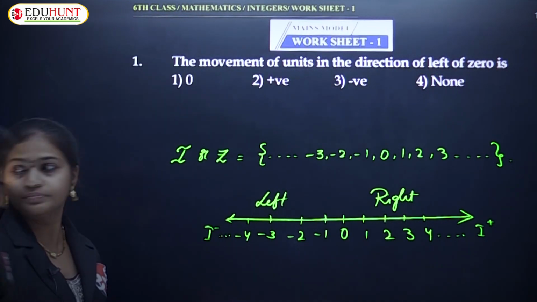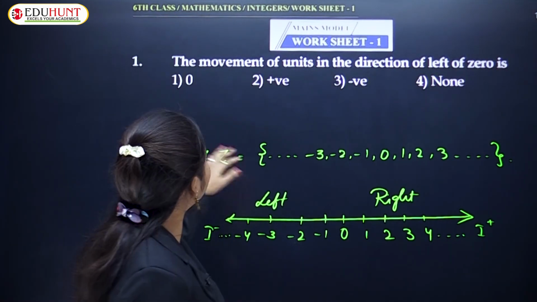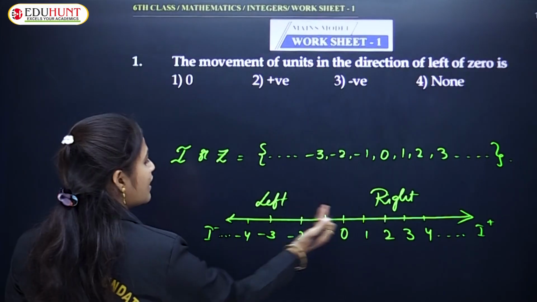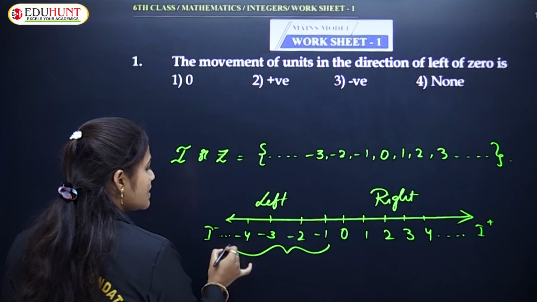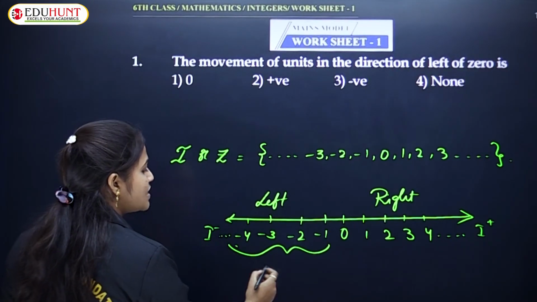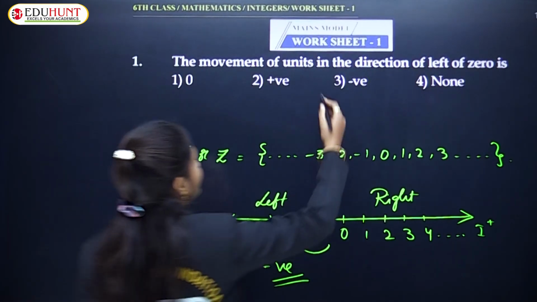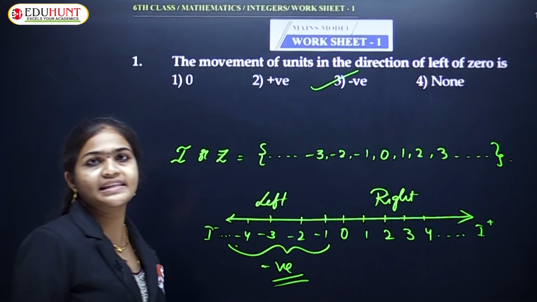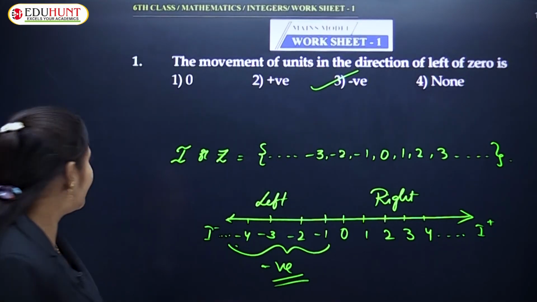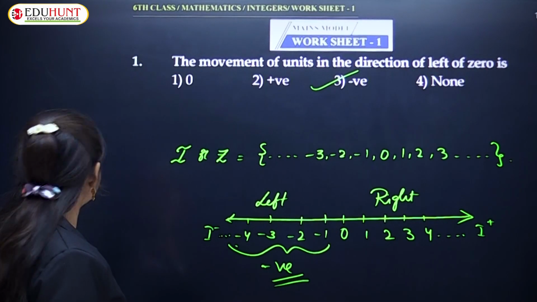Let's see here. The movement of units in the direction of the left side of 0. So the left side of 0, what is the direction of those numbers? Negative. Yes or no? Negative numbers only. So as per this, what is the answer here? Option 3 is correct, that is negative. Okay, let us see the next one.